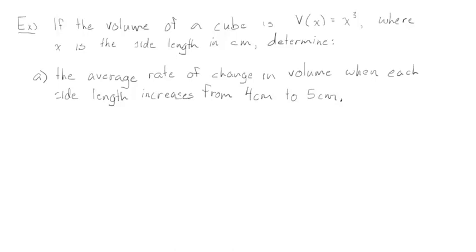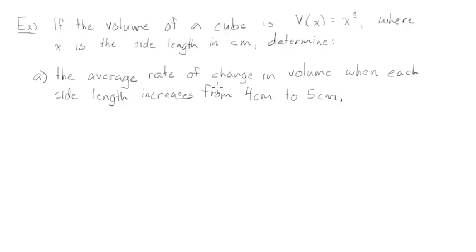Okay, in this video I'm going to look at another rate of change problem. This one's a little bit different because it's not a velocity rate of change. In this example we're asked about the volume of a cube, which is given by the equation V(x), if you want to write it in function notation, equal to x cubed. Volume of a cube is equal to the side length cubed, where x is the side length. In this case we're going to measure it in centimeters.